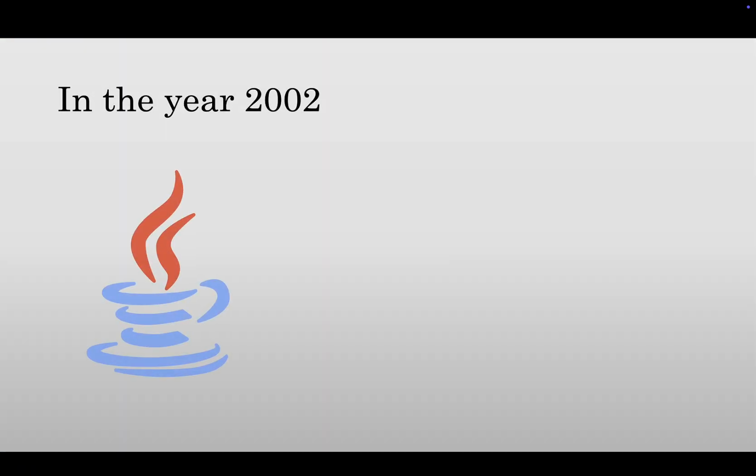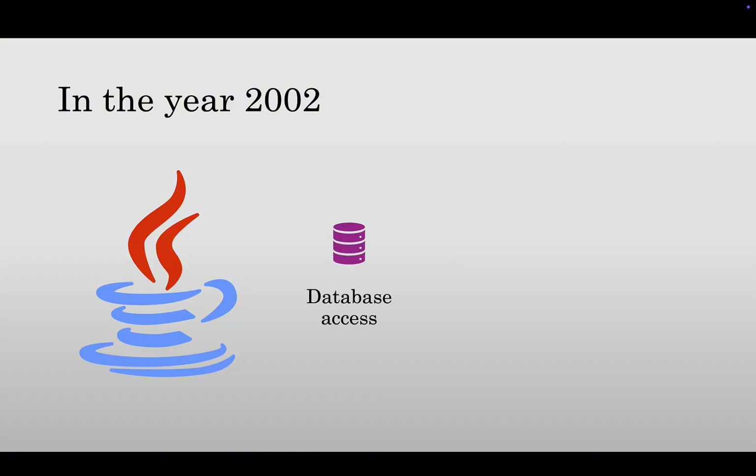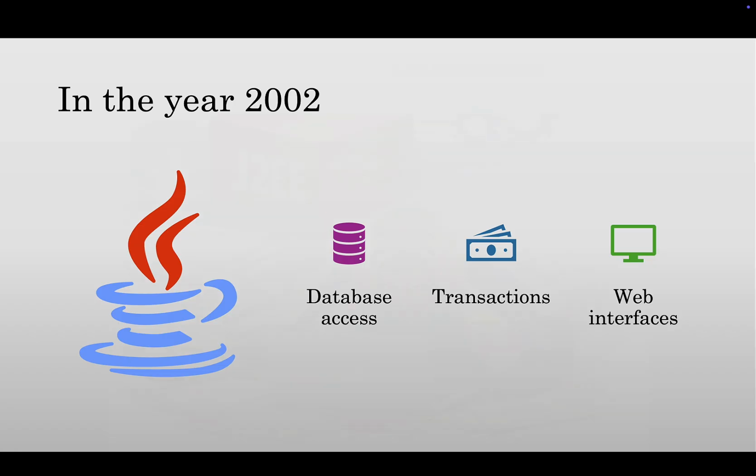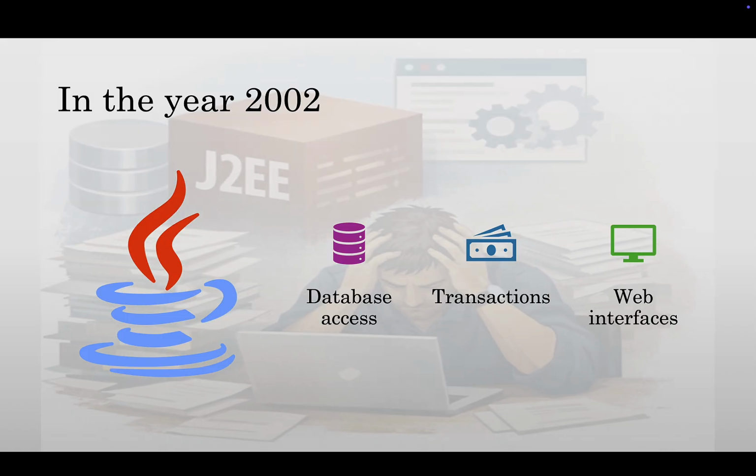The year is 2002. By this point, Java is already an established language in enterprise software development. The standard for developing enterprise applications in Java at this time is called J2EE, Java 2 Platform Enterprise Edition. J2EE provides much of what you need for enterprise applications: database access, transactions, web interfaces. Sounds good, right? The only problem was, J2EE was incredibly complex.